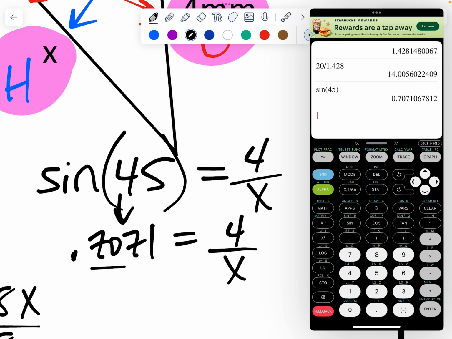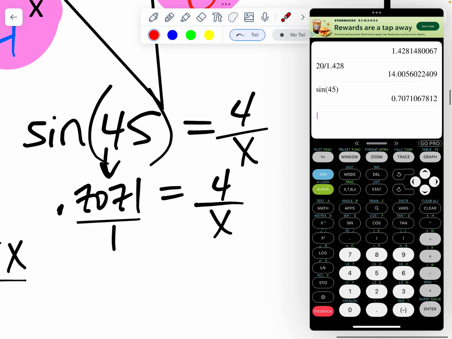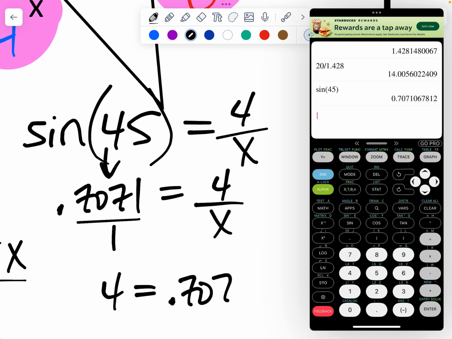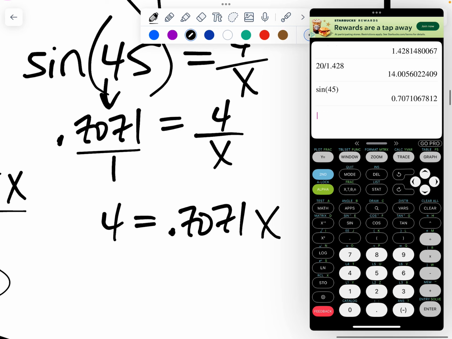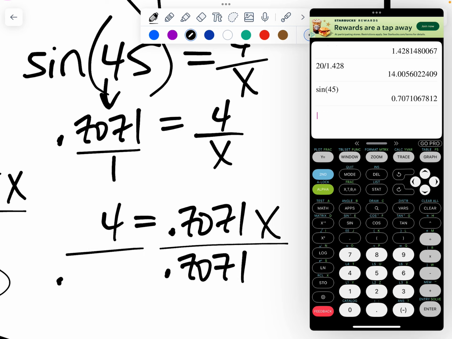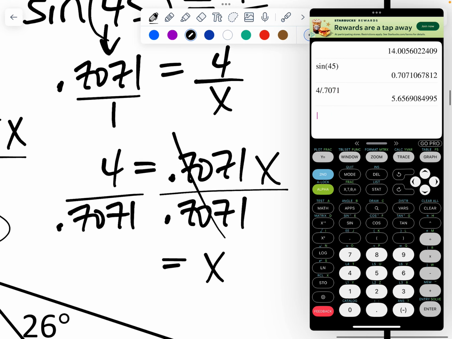And again, I'm going to put this decimal over 1. I'm going to cross multiply. 4 times 1 is 4. I'm going to cross this way. And I got 0.7071x. And to get x by itself, I'm going to divide both sides by 0.7071. That gives me x equals 4 divided by 0.7071. Enter. 5.7.